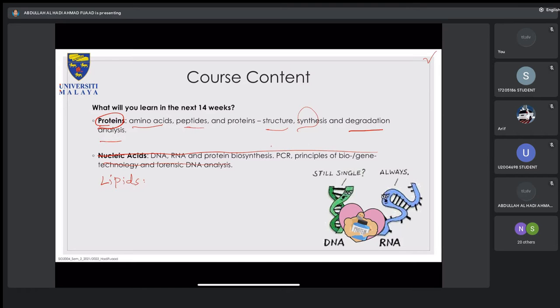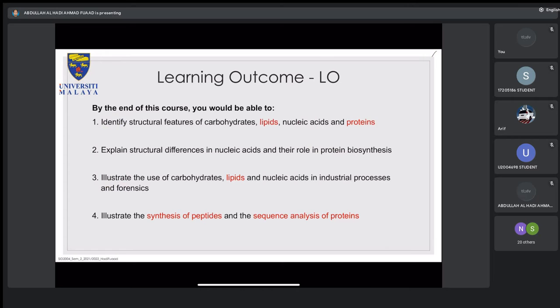If you have looked at the lecture notes, I think I numbered them 6 and 7, those are the things that we're going to touch, okay? By the end of this course, we're going to look at lipids, proteins, and amino acids. Again, lipids and their industrial processes, on how we adapt or use lipids in our daily life. Forensic is not included, it will be under nucleic acid, so lipids is just for industrial. And also, we're going to look at peptide synthesis, different types of peptide synthesis, and sequence analysis, as I mentioned.